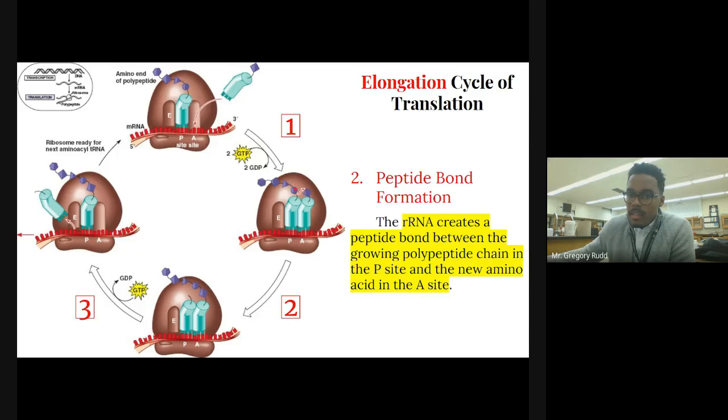In the P site, what's going to happen is that the ribosome is going to form a new peptide bond between the chain and the new amino acid that's in the A site. So EPA, exit, polypeptide, and arrival.